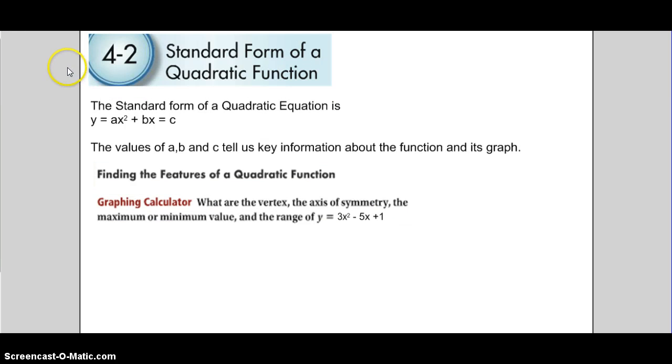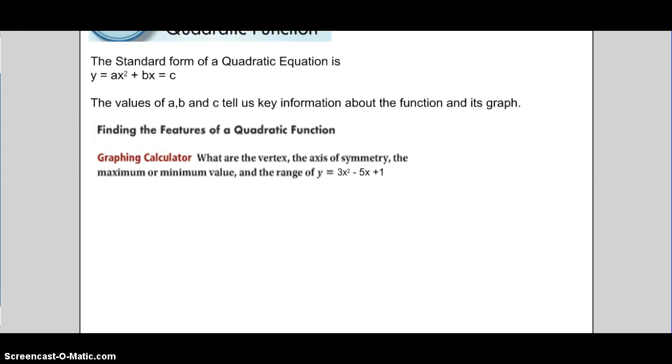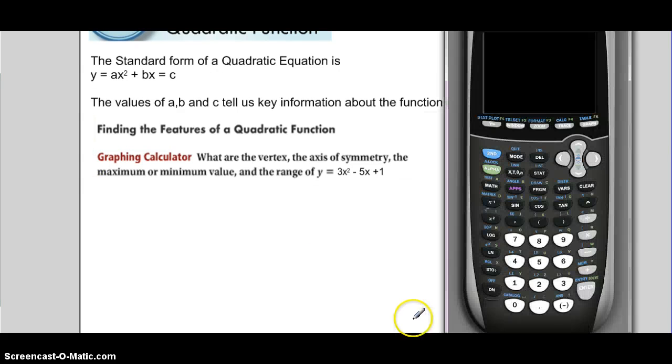Let's move on to section 4.2, and we're going to use our graphing calculator here. So if you have one, that'd be great to get that out. I'm going to get mine out here, and hopefully you guys can see the whole screen there. I think you can.